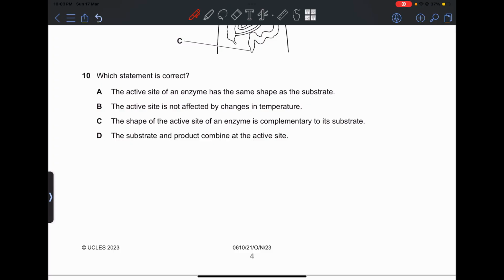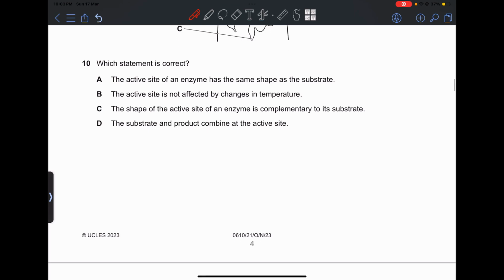C says the shape of the active site of an enzyme is complementary to its substrate. This is a correct statement. As I said, they have to be complementary, which means, for example, they have to fit together like a puzzle. So they have to be able to bind together very strongly so that they can form an enzyme-substrate complex, which then the reaction will work. So our answer is going to be C.